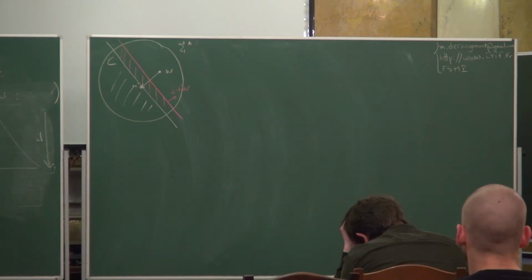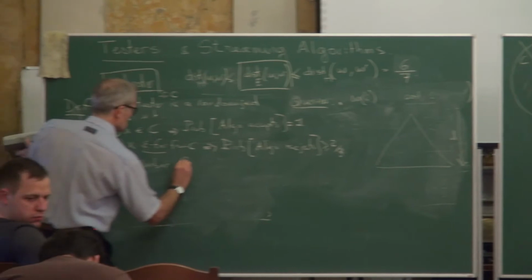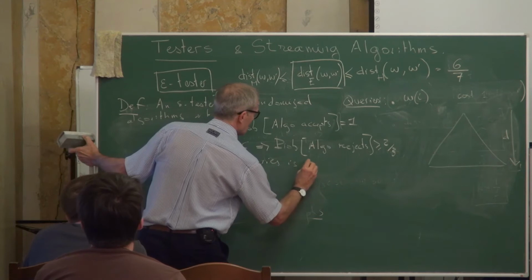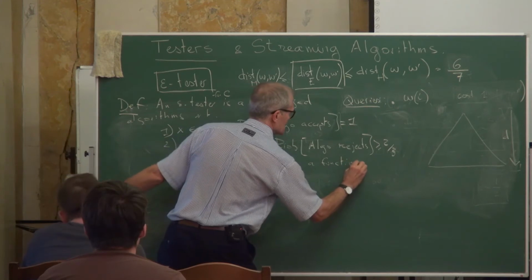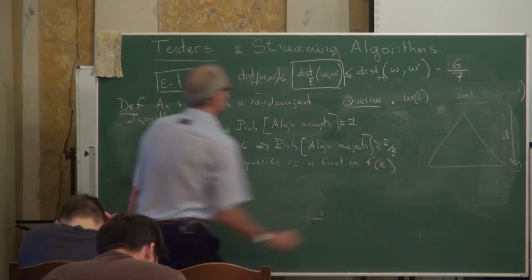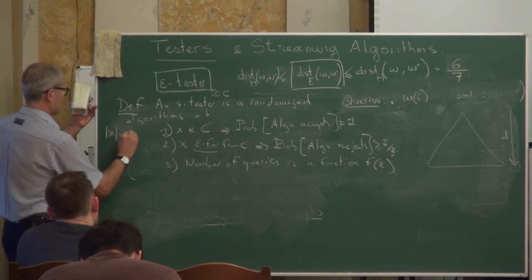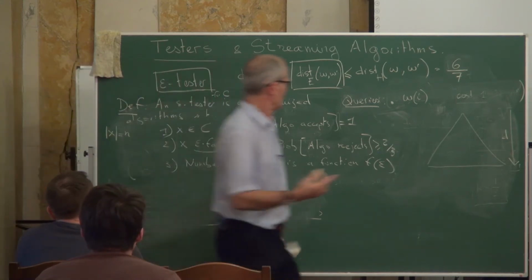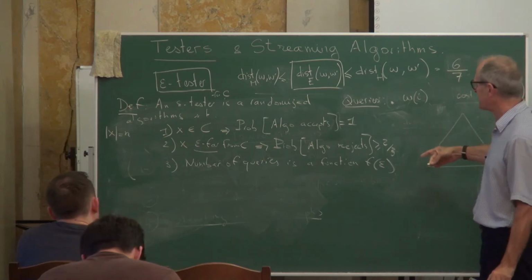And then, essentially, the third condition is that the number of queries is a function of epsilon, but not of the size of the input, say n. The number of queries should not depend on n, it depends only on epsilon. Okay, so that's probably the strongest definition of a tester.